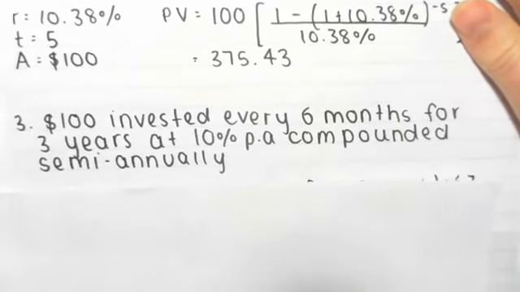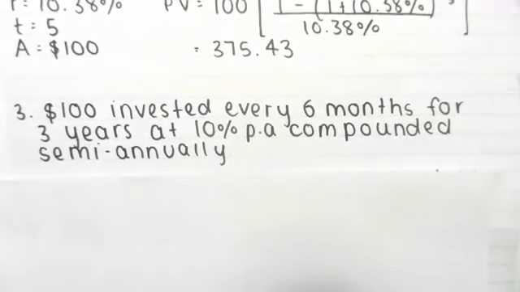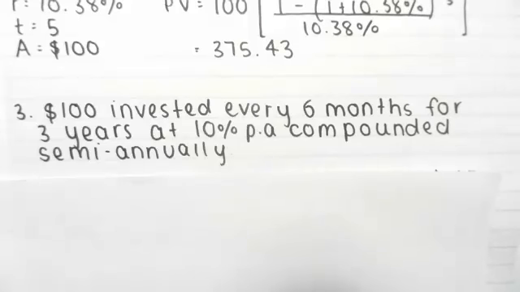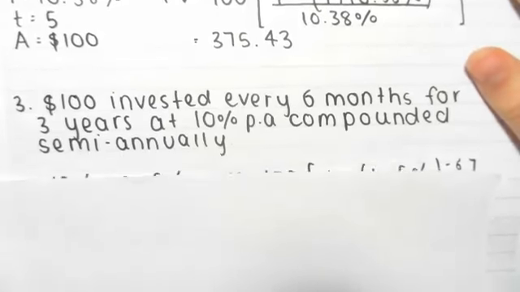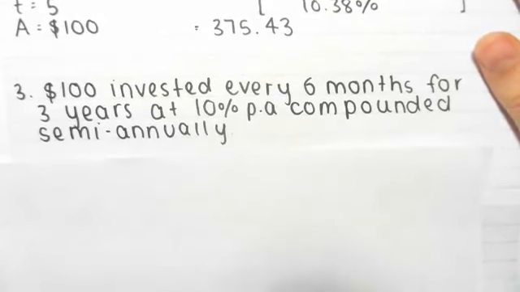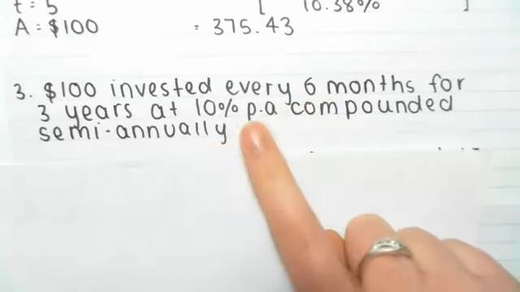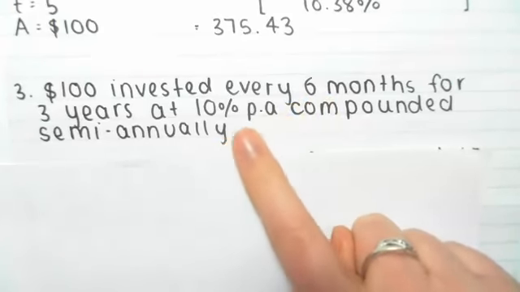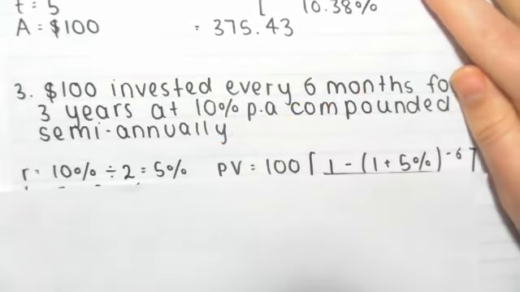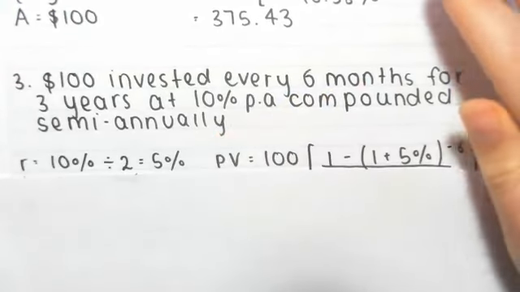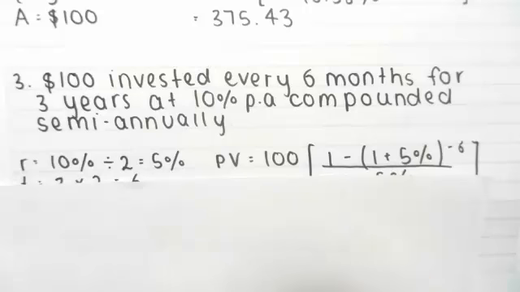So the third example, $100 invested every 6 months for 3 years at 10% per annum compounded semi-annually. Okay, so compounded semi-annually, and we've got the cash flows occurring semi-annually, so we don't have to use the effective interest rate formula. But what we do need to do is, remember how I said R has to be in the same time units?